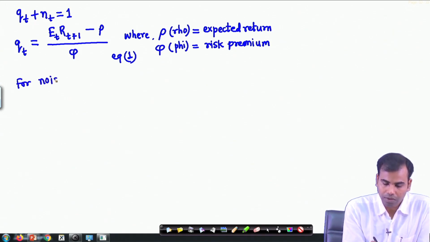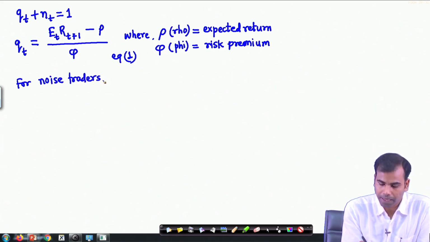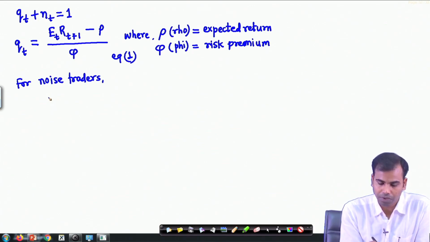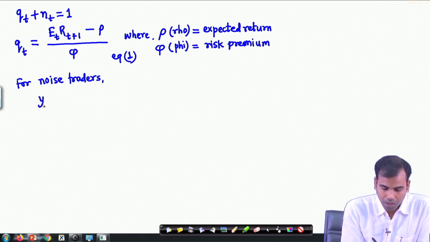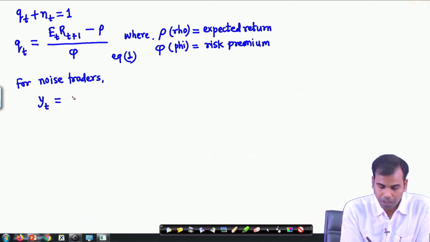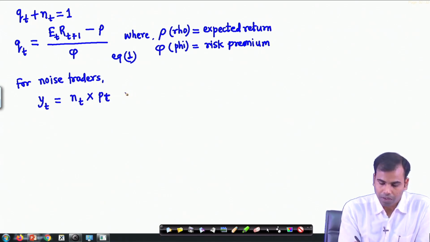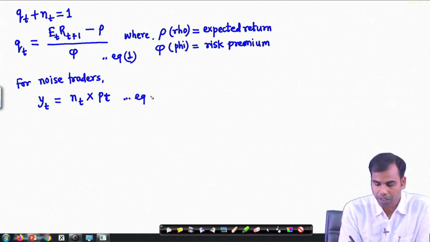And we know that for noise traders the demand can be explained as Nt, which is the percentage of demand of stocks by the noise traders. We know that the total value of stock demanded by noise traders could be a function of the demand for stocks, which is the number of stocks or percentage of stocks, times the price demanded at time t. So, this equation can be expressed as equation 2.